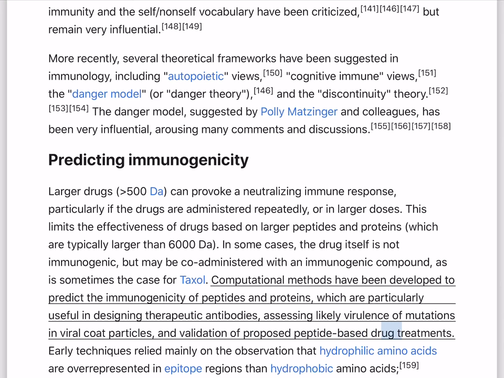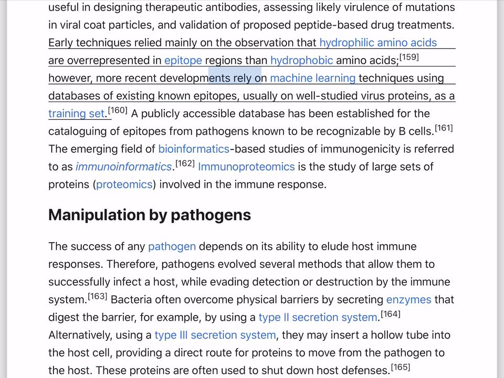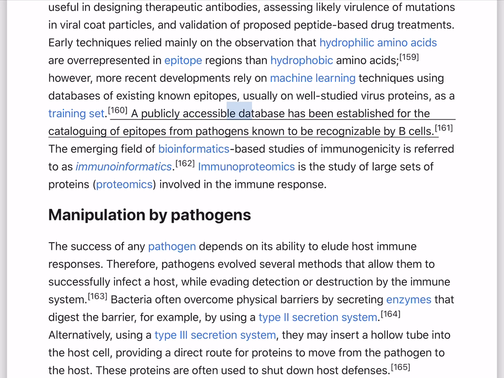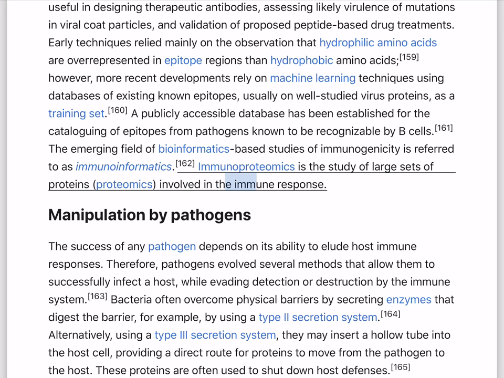Early techniques relied mainly on the observation that hydrophilic amino acids are overrepresented in epitope regions compared to hydrophobic amino acids. However, more recent developments rely on machine learning techniques using databases of existing known epitopes, usually on well-studied virus proteins, as a training set. A publicly accessible database has been established for the cataloging of epitopes from pathogens known to be recognizable by B cells. The emerging field of bioinformatics-based studies of immunogenicity is referred to as immunoinformatics. Immunoproteomics is the study of large sets of proteins, proteomics, involved in the immune response.